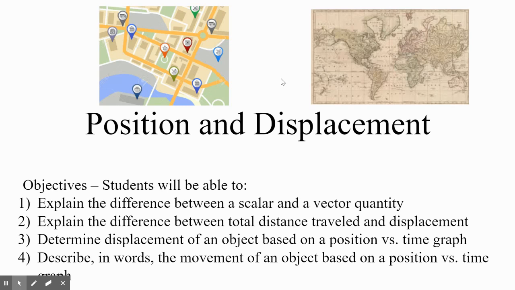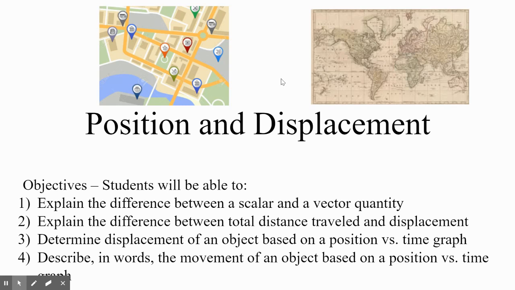Okay, so your objectives. You'll be able to explain the difference between a scalar and a vector quantity. You'll be able to explain the difference between total distance traveled and displacement. You'll determine displacement of an object based on a position versus time graph. You'll describe in words the movement of an object based on a position versus time graph. That's what we're going to do for this lesson.